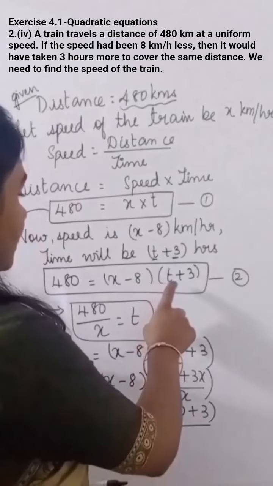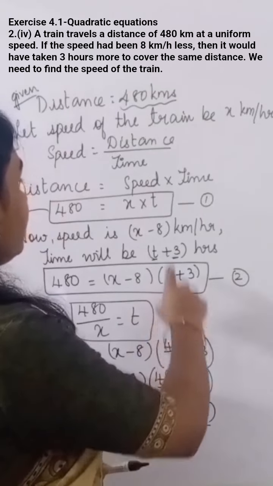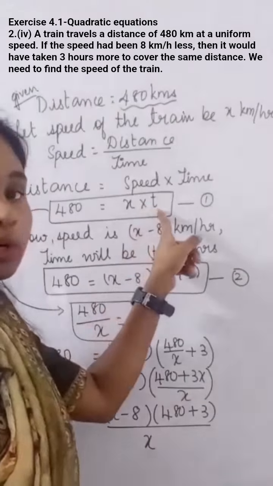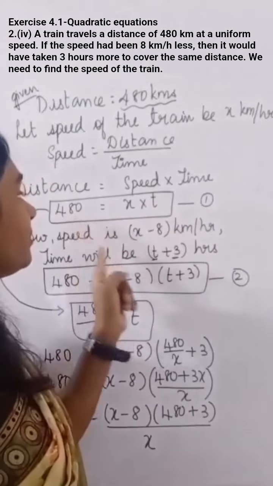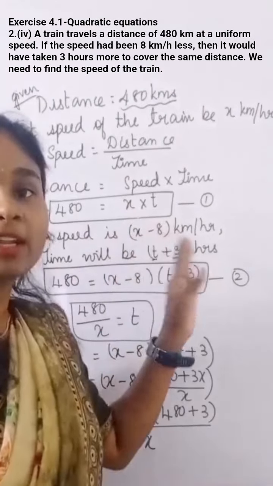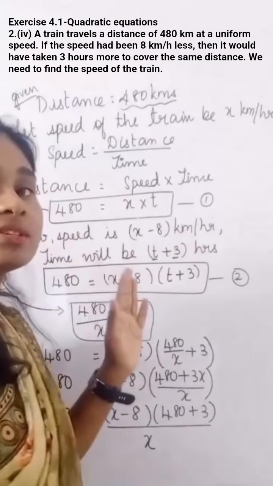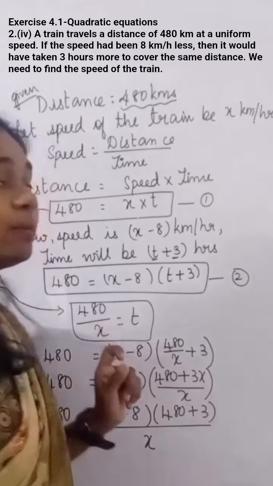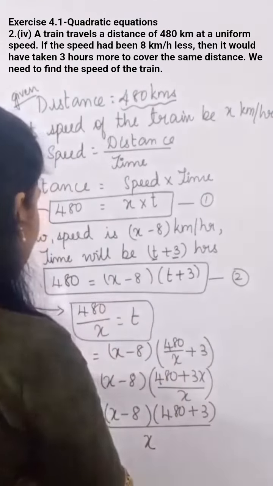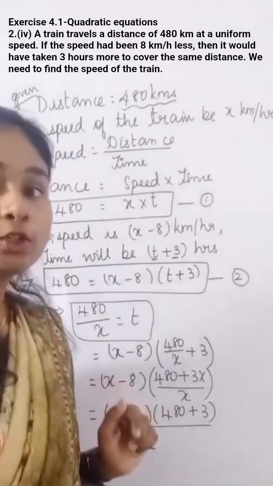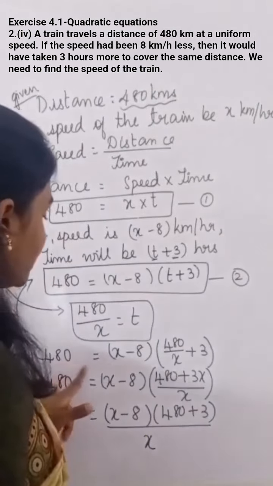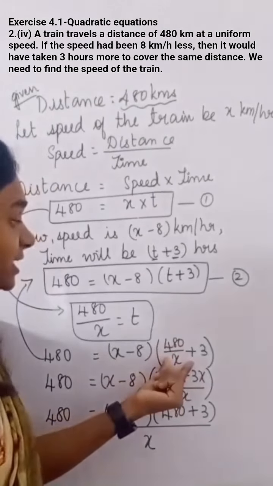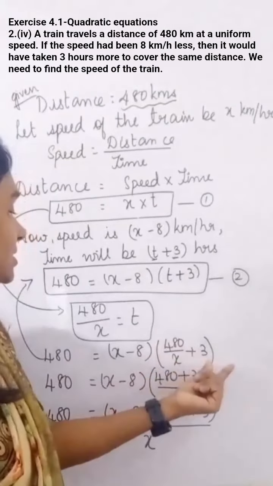Now, look at equation 1. I can find out t from here. T will be 480 divided by x, because x is multiplied on the RHS, so shifting to LHS, x gets divided. So now t is equal to 480 divided by x. Now substituting this in equation 2, what do we get? 480 is equal to x minus 8 into 480 by x plus 3.